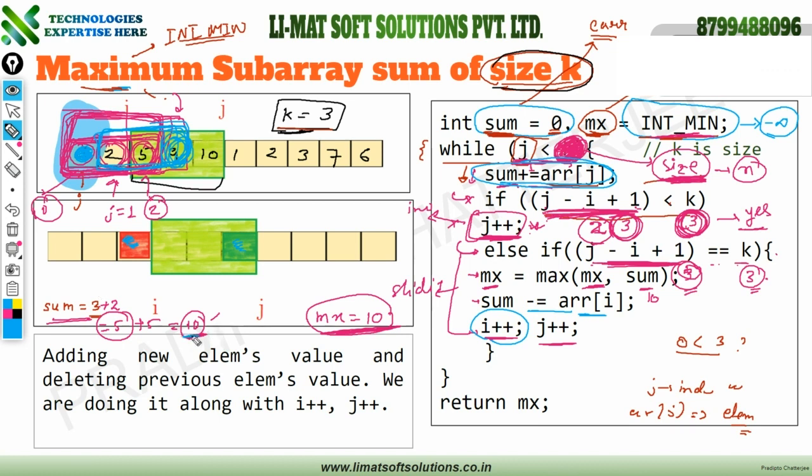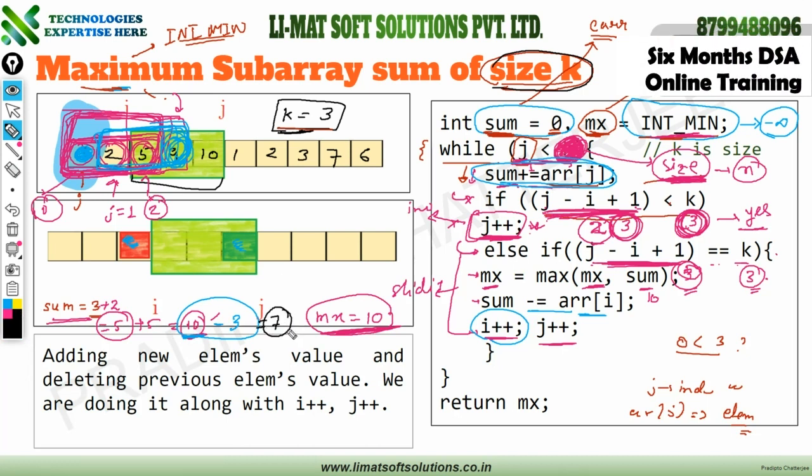So the current sum is 10, and I am decrementing the value 3, so 10 minus 3. So what is the current sum? 10 minus 3 is 7. So 7 is the current sum, and whenever I enter this loop again, I will add the next value. The next value was 9, so I will add 9 to it. In this way I will go on, I will move on.